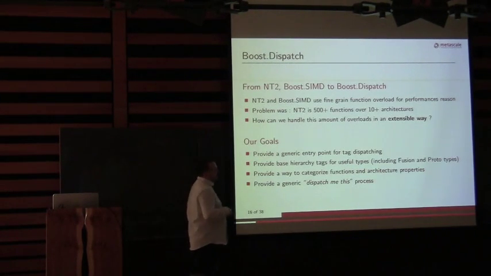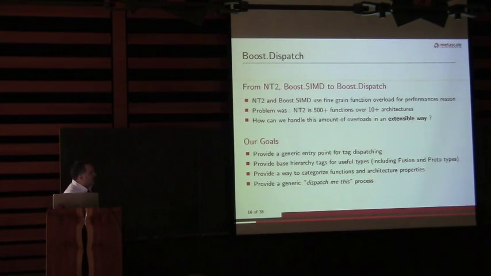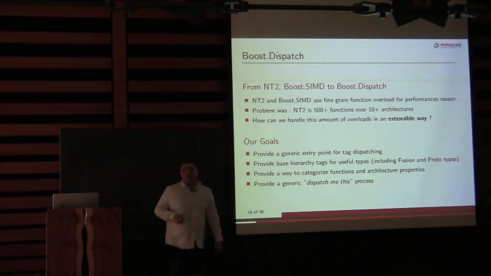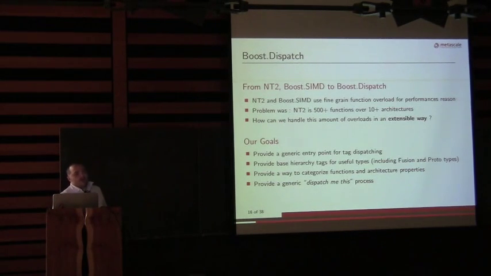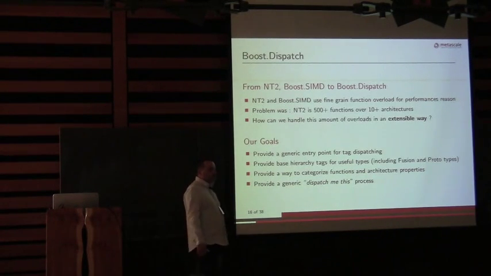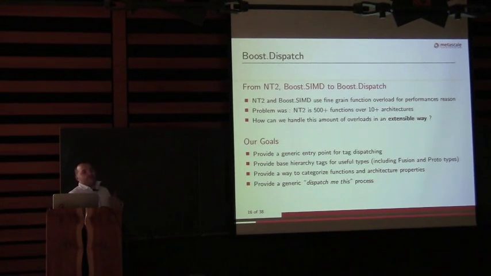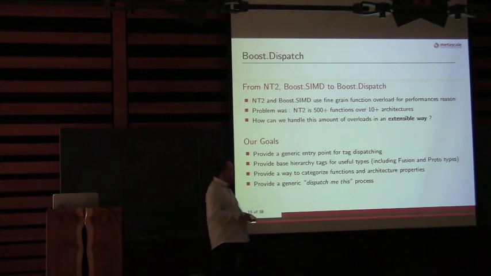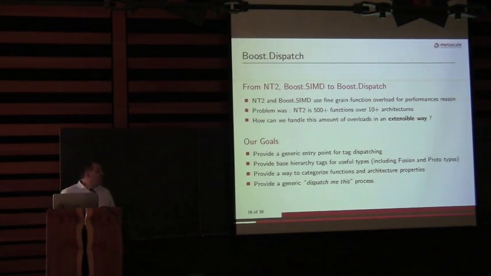The other problem is that as we added the functions, compile times were getting worse and worse. NT2 has something like 560-something functions. They basically get overloaded in more than 10 architectures. And whenever we started including one of these, well, compile time was basically skyrocketing to multiple dozens of seconds, which was not very practical. So we wanted to find a way to do this in a better way. And so we started looking around at tag dispatching. So we ended up with Boost.Dispatch.